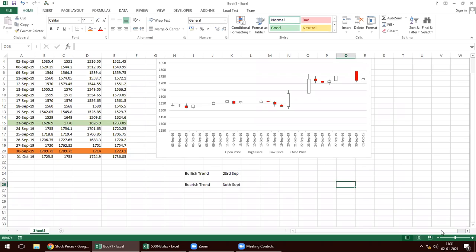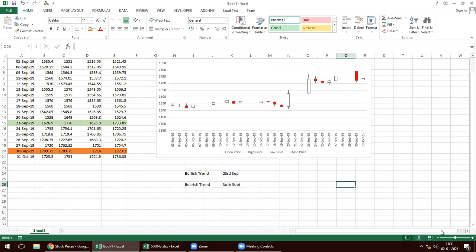Sir, bullish on 23rd and bearish on 30th. Same thing. Which company have you selected? Avenue Supermarts. DMart is going in the same method, yes. Okay, good.